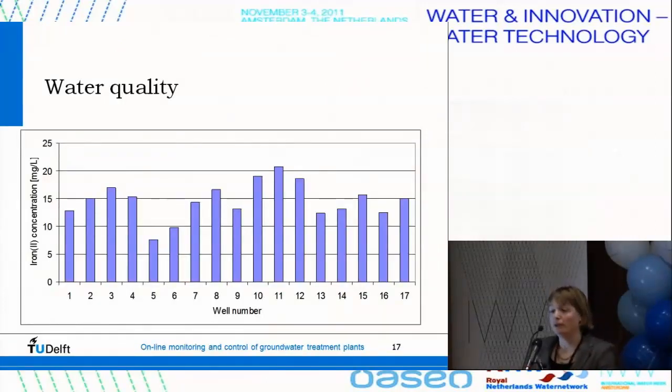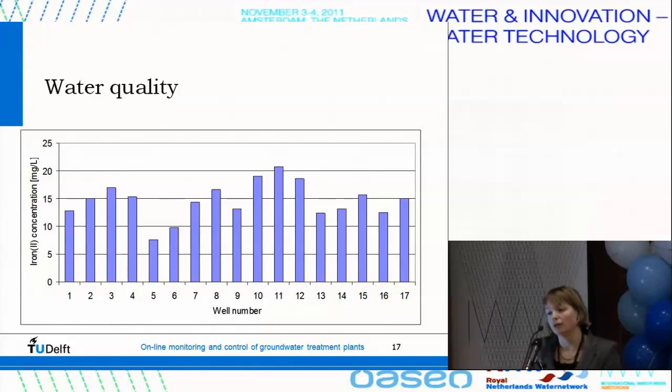And then if we look at the water quality of each well, you see here there are a total of 70 well numbers, and you see the iron concentration per well. And you can see that there is quite some deviation between the different individual wells. So this also has an effect, when you switch wells on and off, on what your incoming water quality would be.